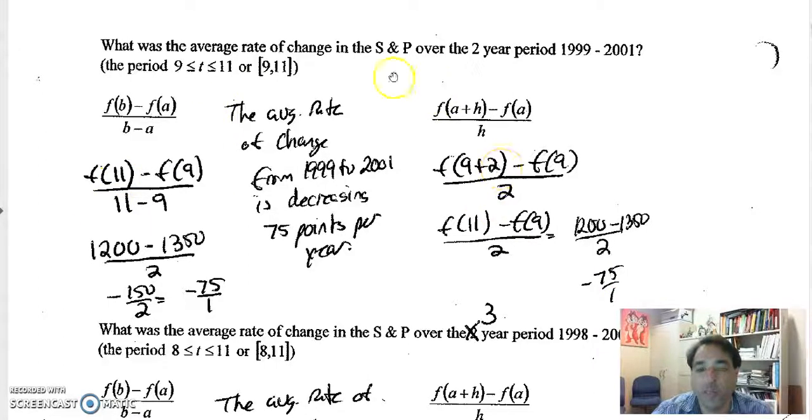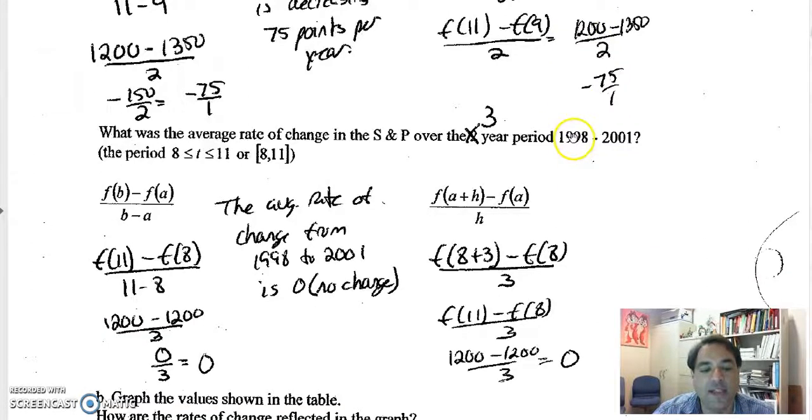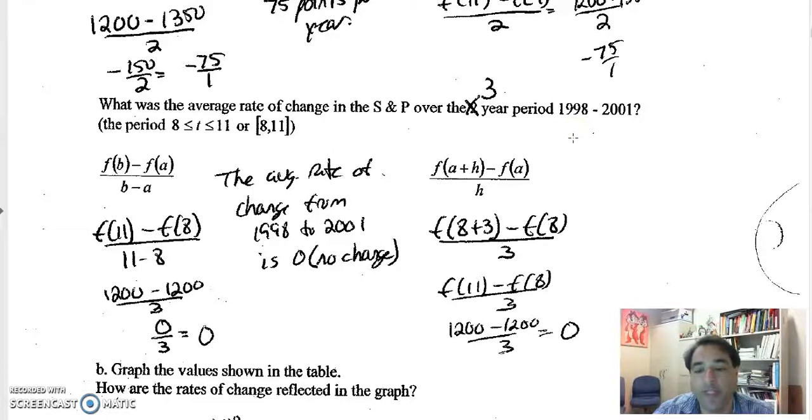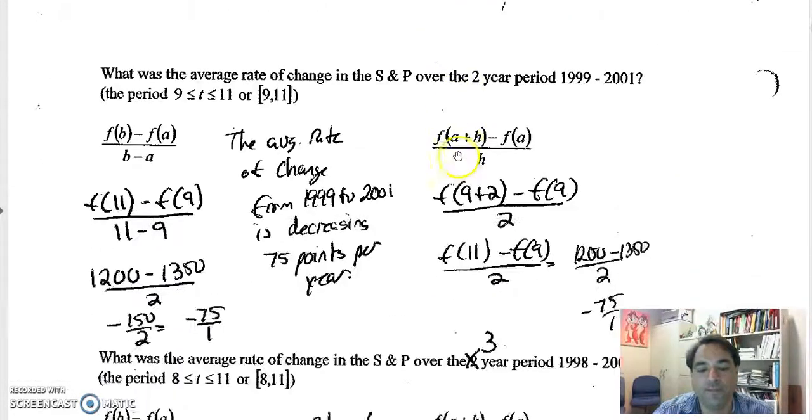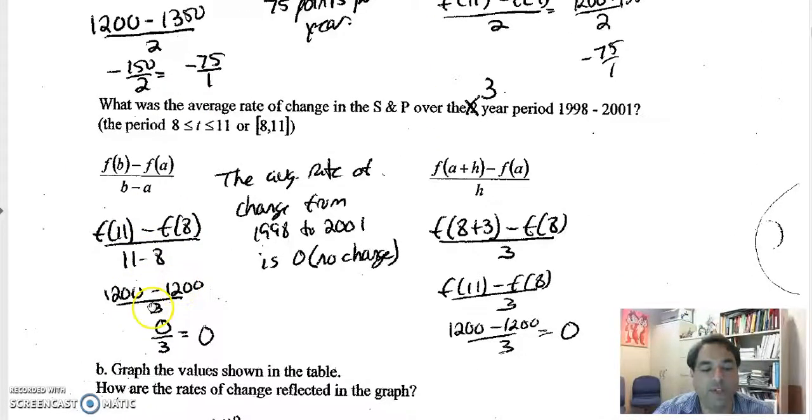Understand that both formulas are great, but we're going to start leaning towards the f of a plus h minus f of a over h as we enter some calculus. And then the last example: what was the average rate of change for the S&P over the 3-year period from 1998 to 2001, from period 8 to 11? So we're starting at 8, ending at 11. We look at f of 11 minus f of 8 over 11 minus 8. Comparing it to the other side, f of a, which is 8, plus h, which is 3. 8 plus 3 is 11, minus f of 8 over h, which is 3. So if I look up the output of 11, which is 1200, the output of 8, which is 1200, we get 1200 minus 1200 over 3, which is 0 over 3, which is 0. Same on both sides. So the average rate of change from 1998 to 2001 is no change.